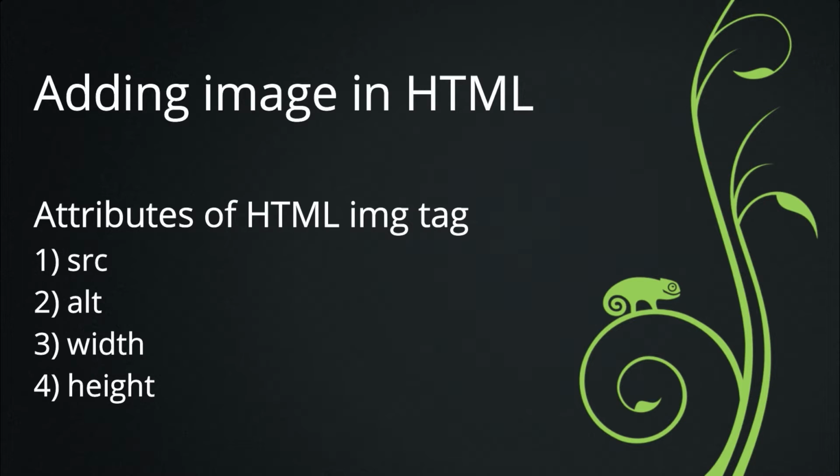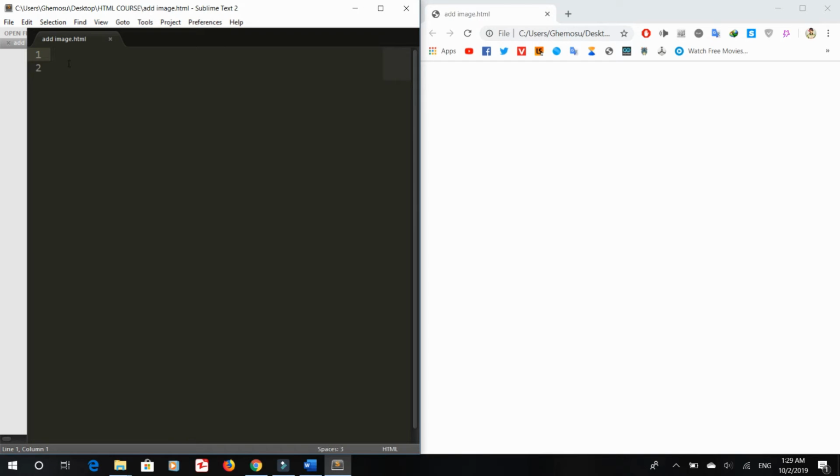Next, height. The HTML height attribute also supports iframe, image, and object elements. It is not recommended now. You should apply CSS in place of the height attribute. Let's see an example.